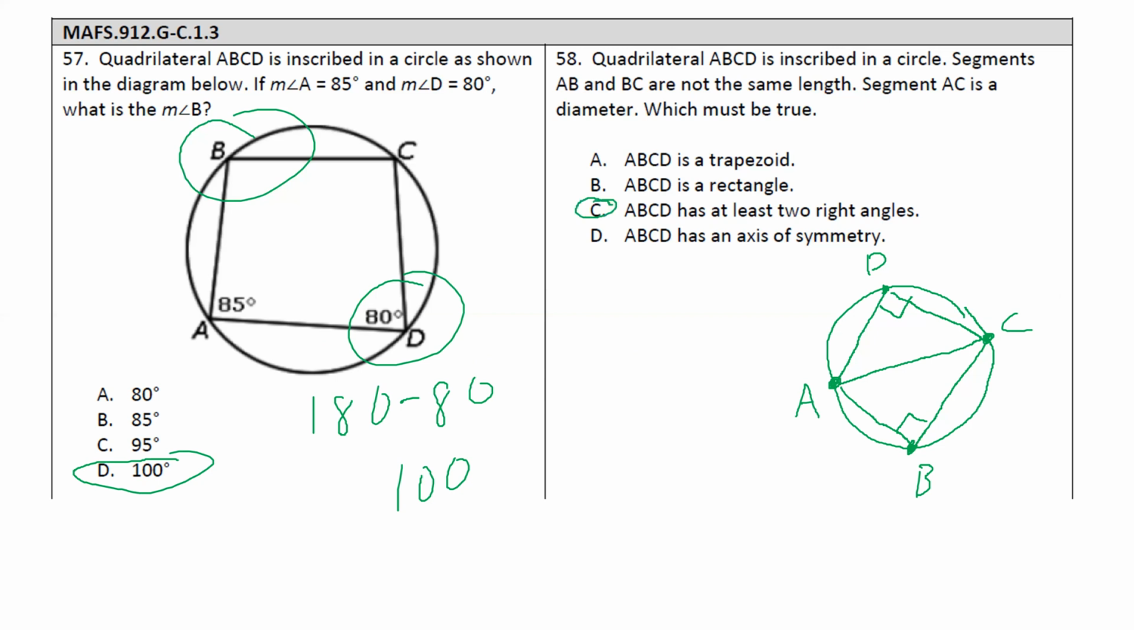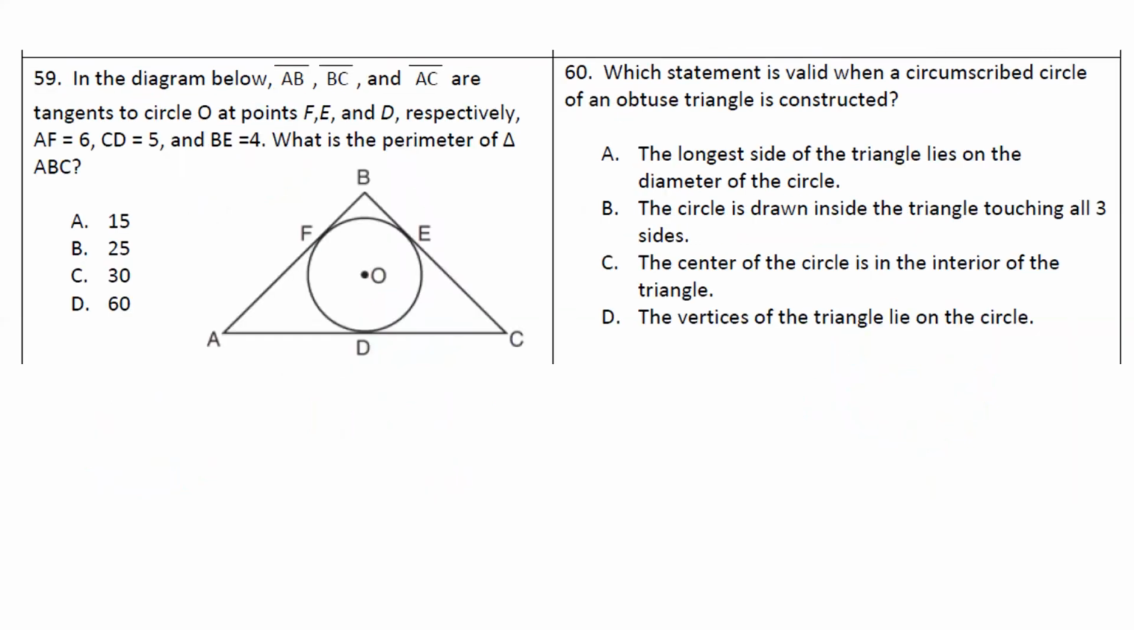Now, could A or C also be right angles? Possibly. But it doesn't have to be a rectangle. It doesn't have to be a trapezoid. It doesn't have to be anything else. All we know is those two angles must be 90.